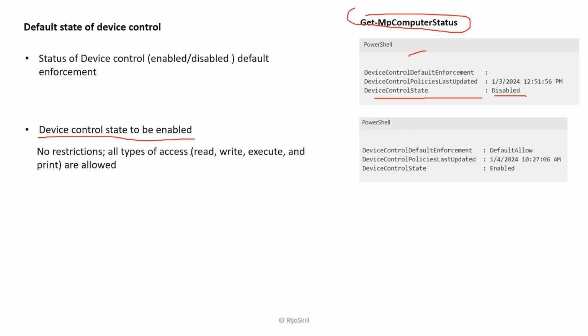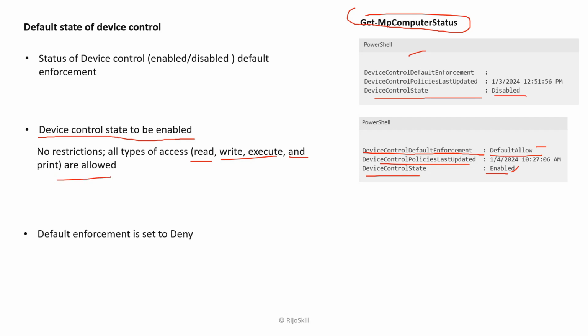You can see the difference. No restriction, all types: read, write, and execute will be allowed. So here you can see device control enforcement default allow, device control policy is updated, and device control state is enabled. So the device control state is enabled, and the default device control policy is default allow, meaning you have no restriction. Read, write, execute, and print are allowed.